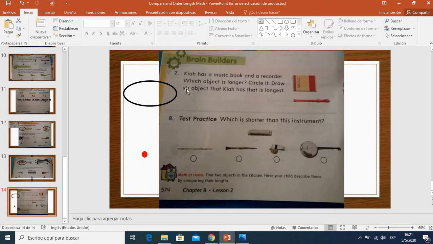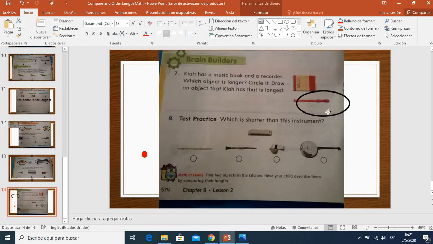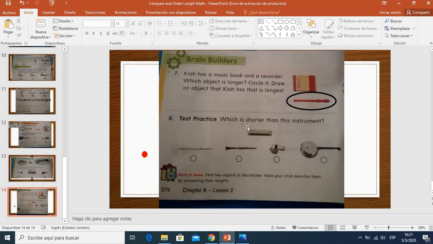In this case, I think that we are going to see these pictures. This is the music book and this is a flute. Doesn't look like a recorder. Anyway, which of these 2 objects is longer? The flute? Alright, let's circle the flute. It says that you need to draw the object that Kaya has, but you will not draw a recorder. So circle the flute in this case. Okay? And just to finish, test practice.